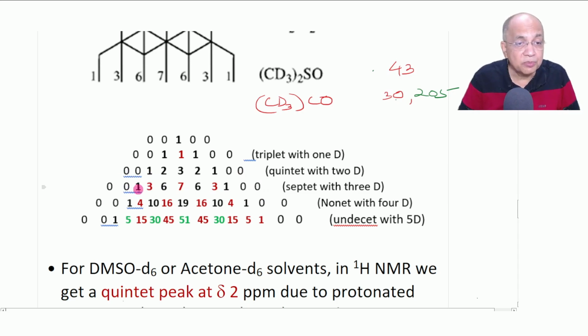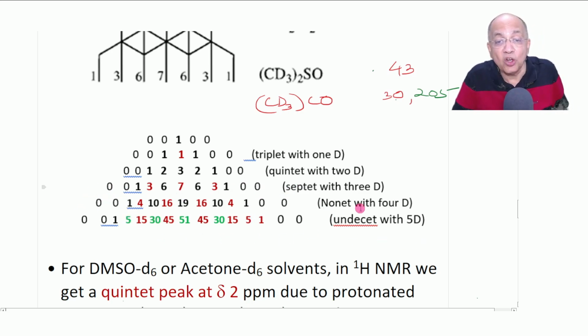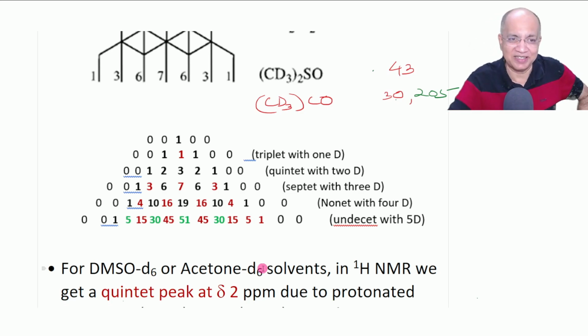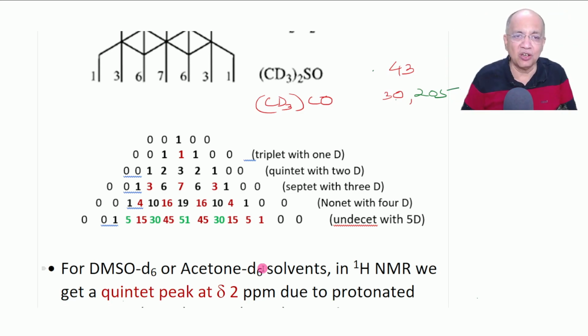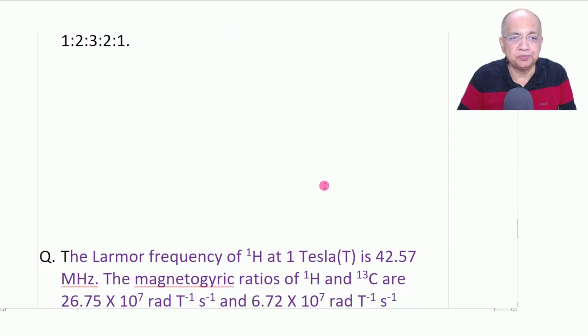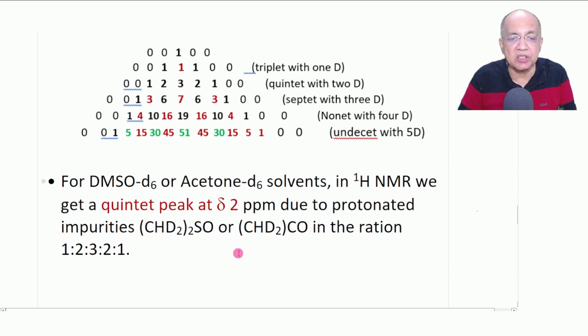And if there are 3, then again add 2 zeros here. Then 0 0 1 becomes 1, you start from the second 0. Then 0 1 2 is 3, 1 2 3 is 6, 2 3 2 is 7, then 3 2 1 is 6, 2 1 0 is 3, 1 0 0 is 1, and you go on adding 2 zeros on both sides. Do the same business, you will find the nonet and undecet. You can do that theoretically, but we never come across deuterated solvents which can give you a nonet or undecet. This is the theoretical progression of the trinomial triangle. So that is the thing, DMSO-D6.